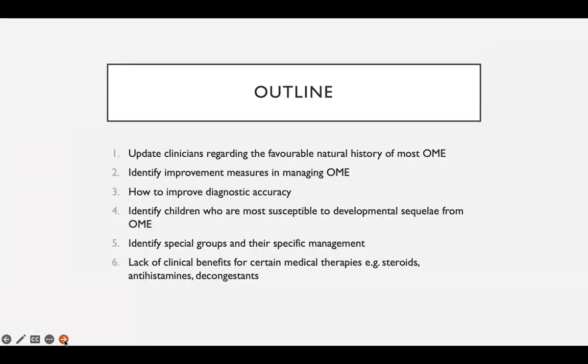So this is a brief outline of what I'll be going through. I just wanted to provide an update to us clinicians regarding the actually quite favorable natural history of most cases of OME. Also to identify any kind of improvement measures we can implement in managing our patients with OME, how to improve our diagnostic accuracy. Also, what's quite important is how to identify children who are most susceptible to any developmental sequelae from OME, and also special groups and the specific management pertaining to those conditions, and also the lack of clinical benefits for certain medical therapies which have come to light, for example, steroids, antihistamines, and decongestants.